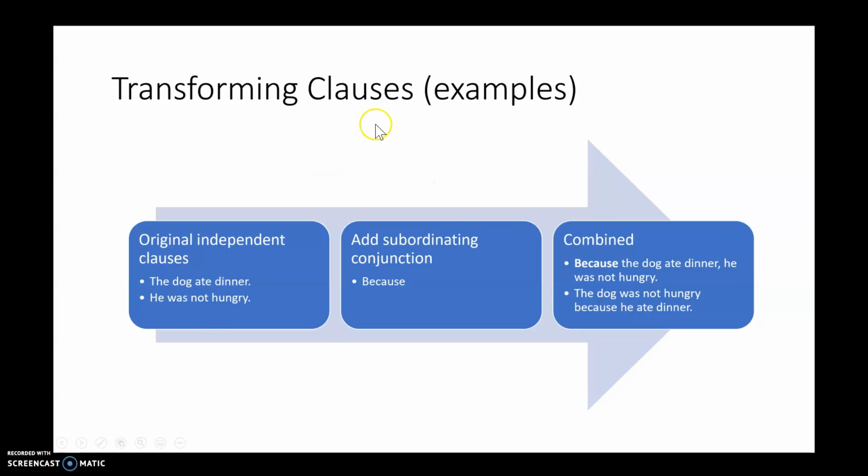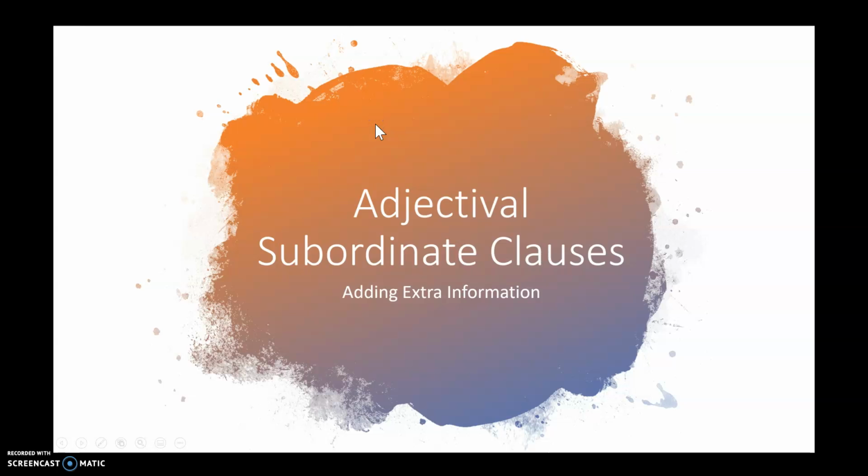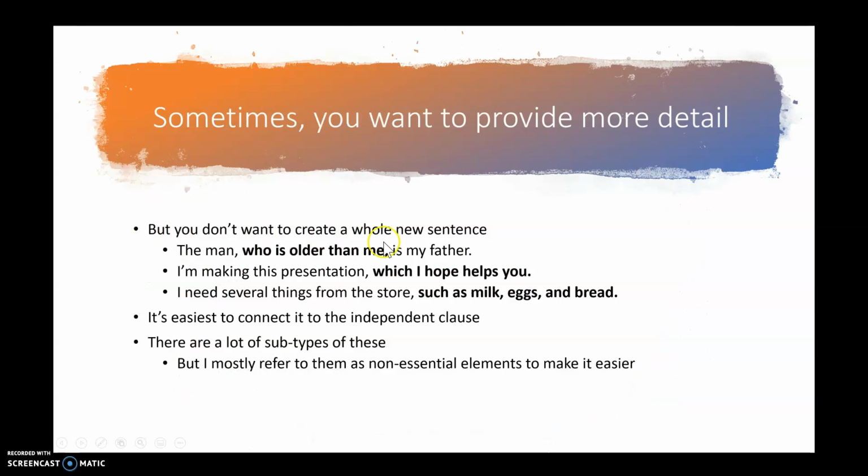So now we're going to talk about the other kind, which are adjectival subordinate clauses. And these are about adding extra information about a noun in a sentence normally, or something that's functioning as a noun. But you don't really want to create a whole new sentence. So: the man who is older than me is my father. I don't need a whole sentence that says the man is my father, period, he is older than me, period. It's just easier to integrate it into the original sentence.